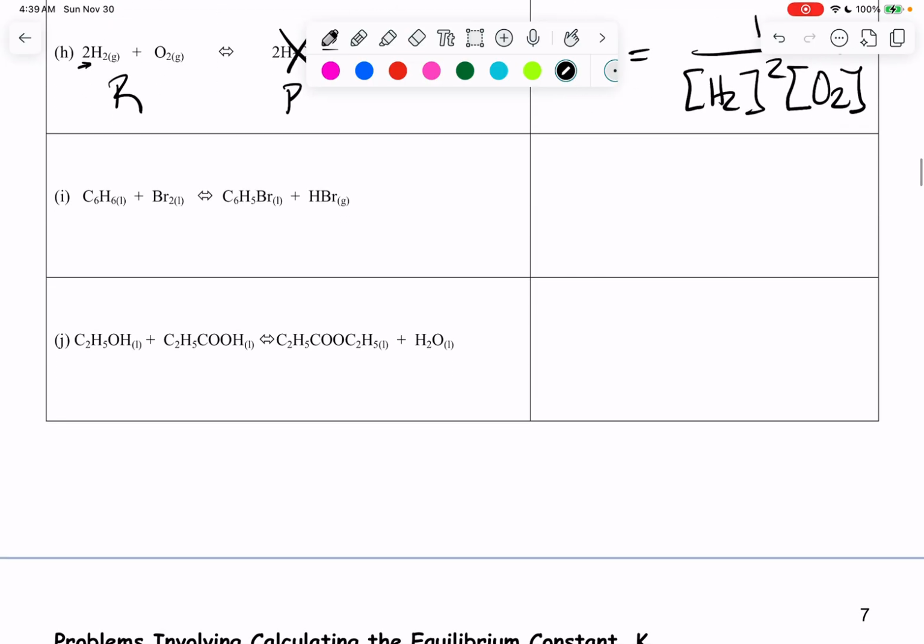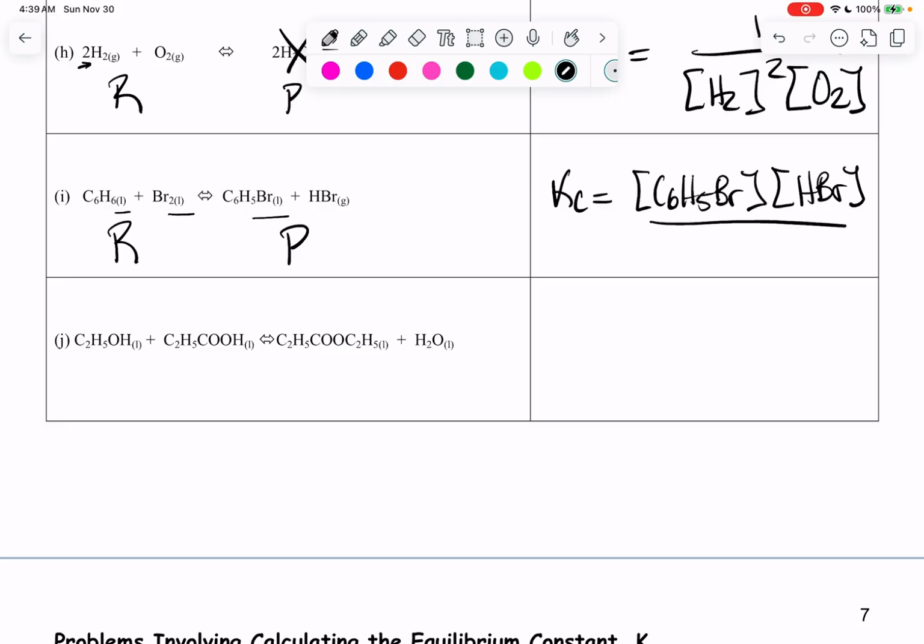Here I have multiple liquids, so I'm going to include all of those liquids in my equilibrium law expression. I have a product here and I have a reactant here. I know products go on top, so Kc is equal to C6H5Br, so it's a brominated hydrocarbon, multiplied by HBr, all over C6H6.